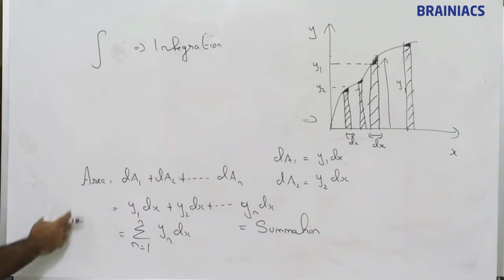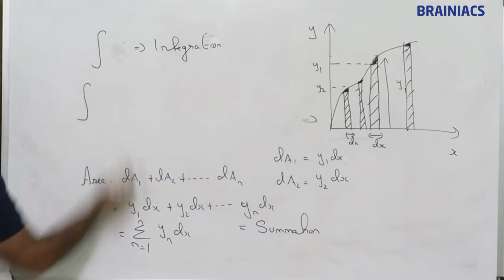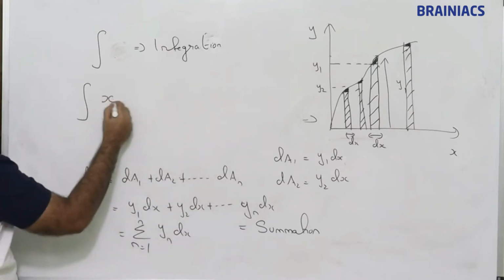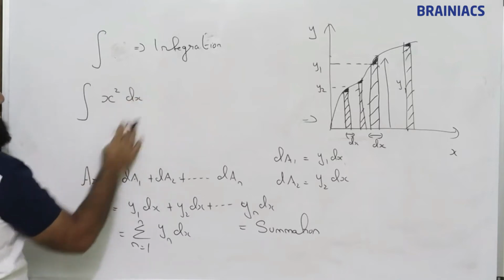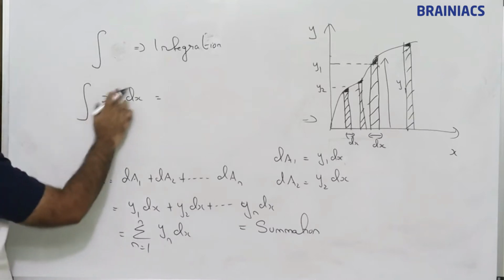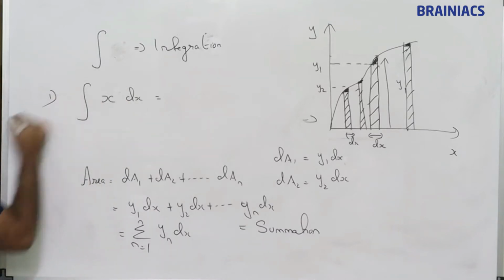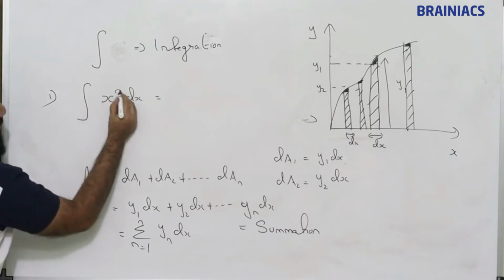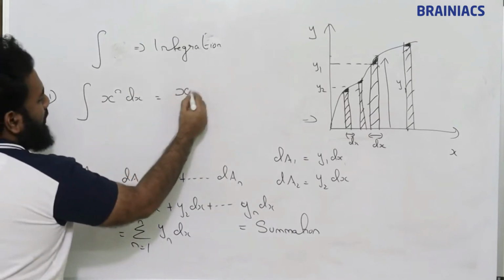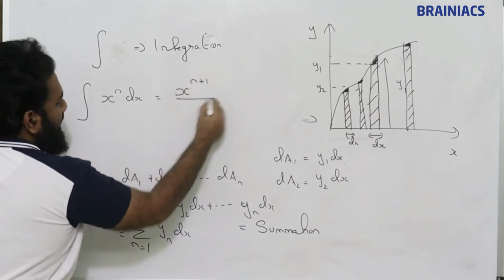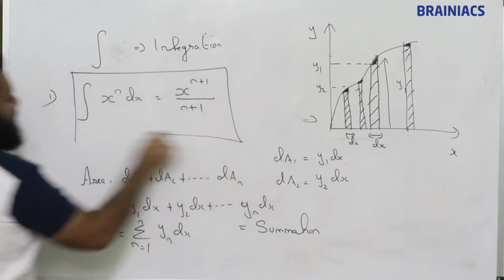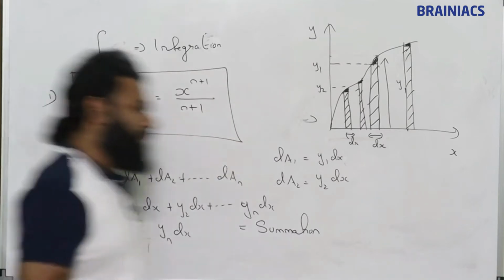Clear? Integration. If we get a function like x square dx, how do we solve this? The first basic formula: the integral of x raised to n dx is x raised to n plus 1 divided by n plus 1. This is the basic fundamental formula for algebra or for a polynomial.